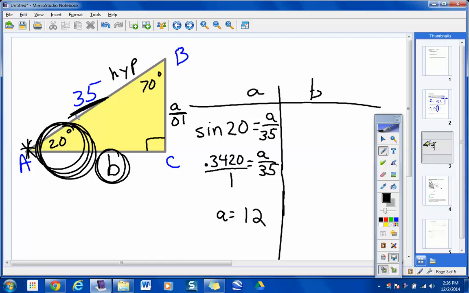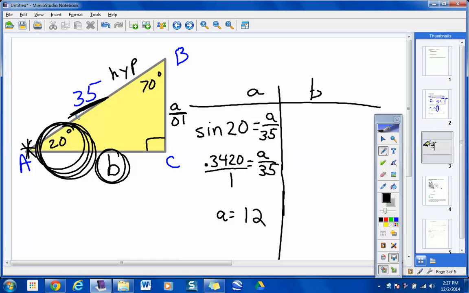Why cosine? Who's talking? I can't find. There you are, Jaden. Go ahead. Cosine of 20 is equal to B over 35. Yep, she's saying let's use cosine because how is B related to my reference angle? It's an adjacent leg, and we know the hypotenuse. Let's see, adjacent leg, hypotenuse. Cosine, right?